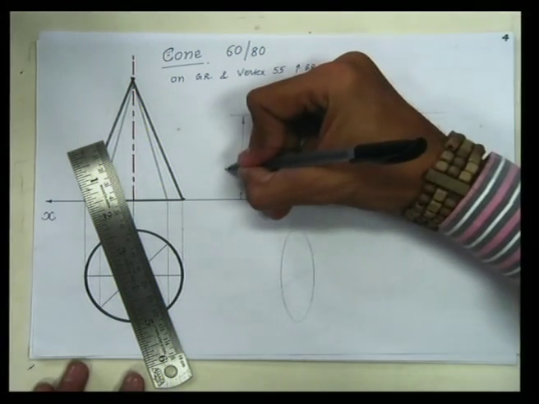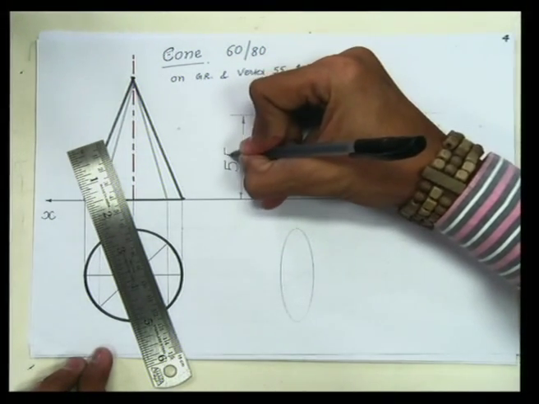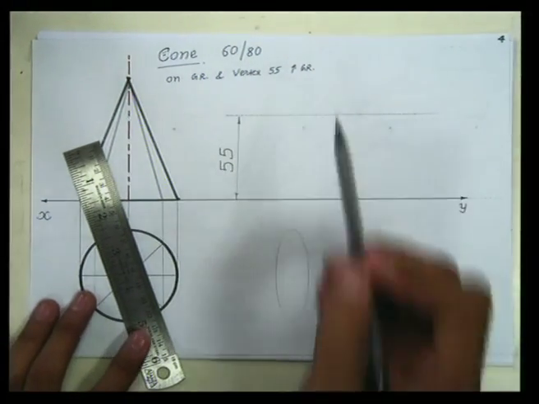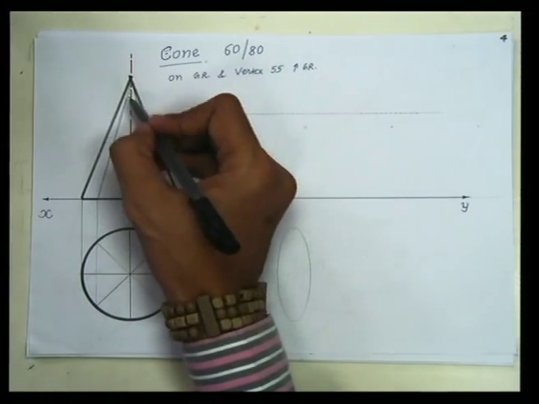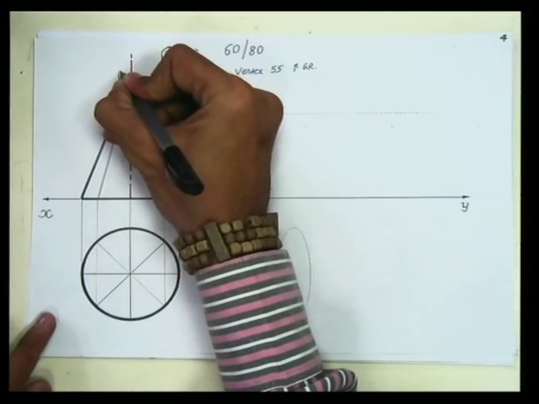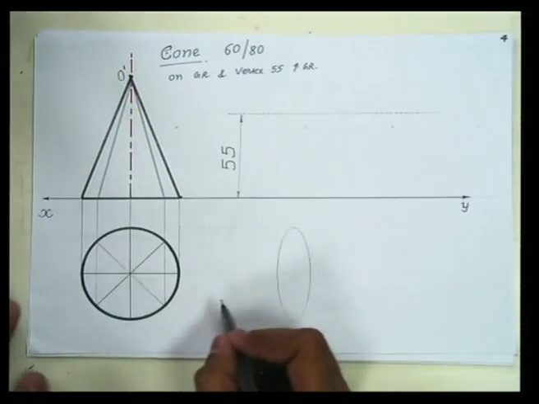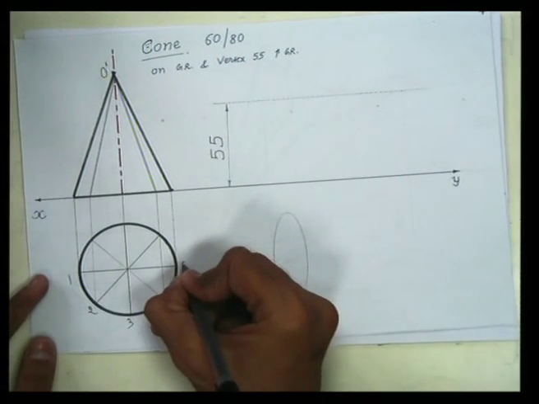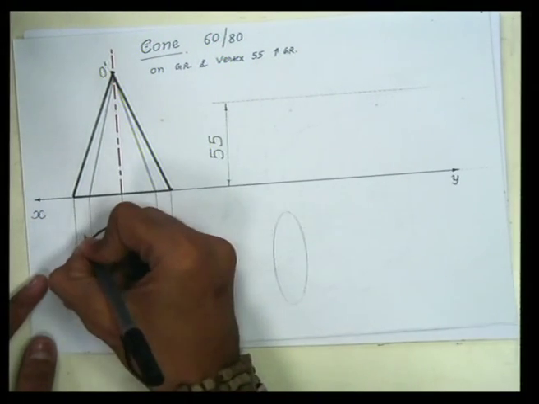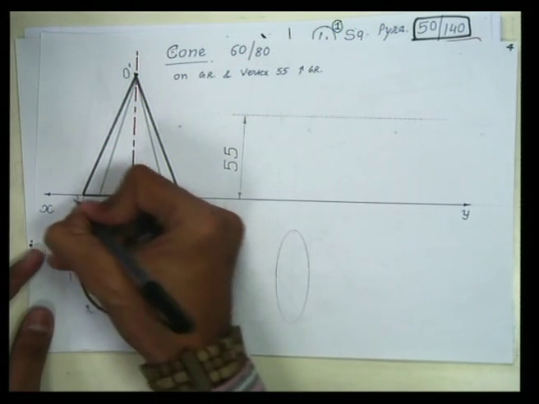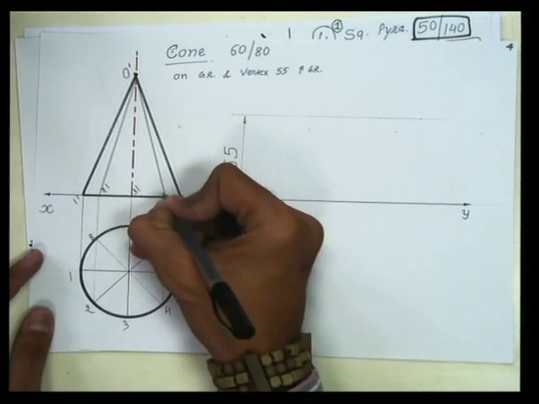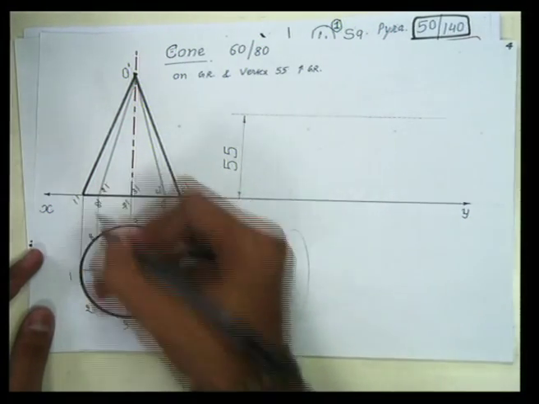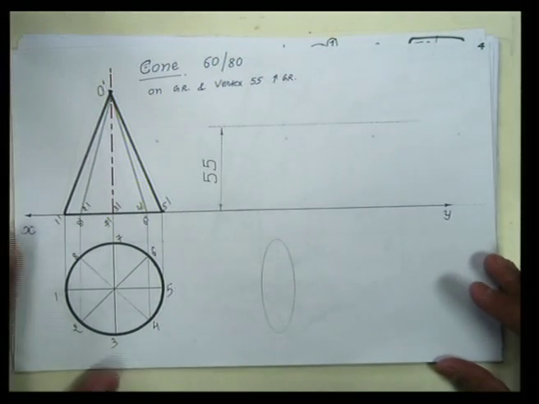Let me write this dimension, 55. I hope it's visible. It is given vertex is 55 mm above the ground. So this is vertex point or apex point. Name that apex point as O dash and name all the rest of the points 1, 2, 3, 4, 5, 6, 7 and 8, and similarly 1 dash, 2 dash, 3 dash, 4 dash, 5 dash, 6 dash, 7 dash and 8 dash in the front view.